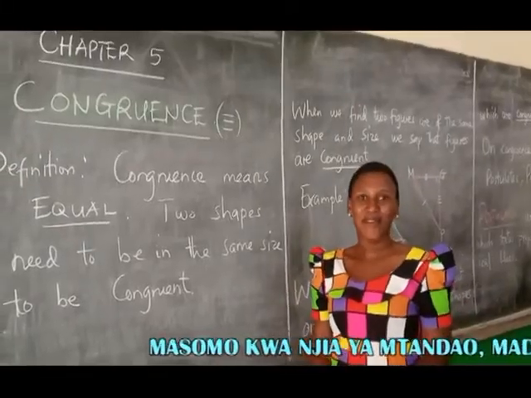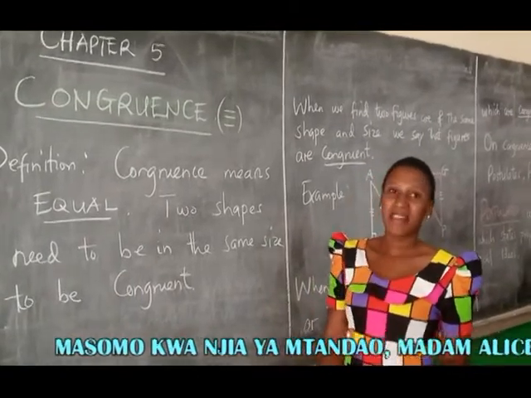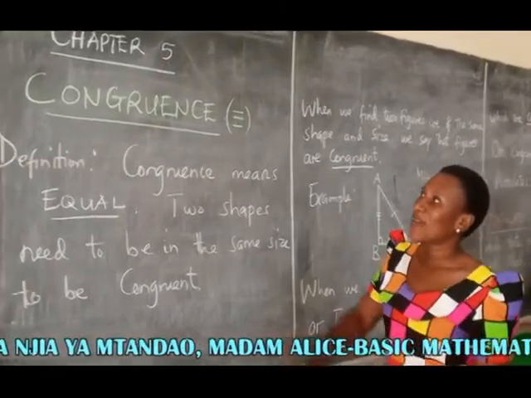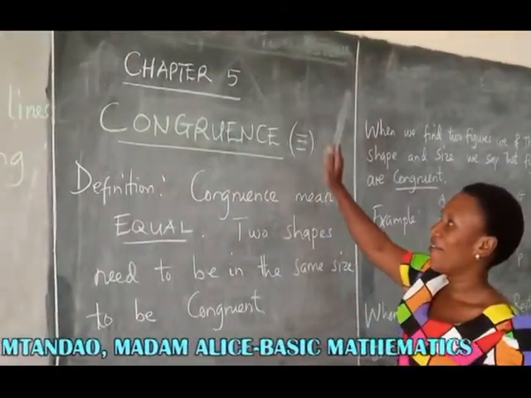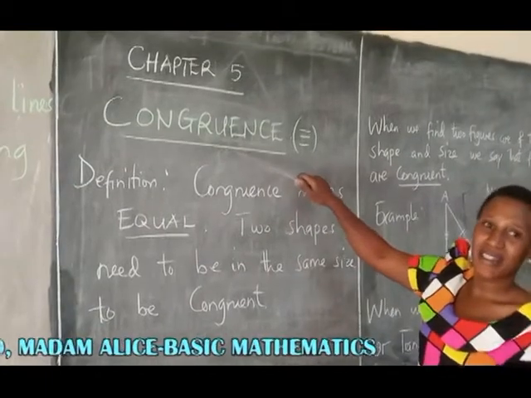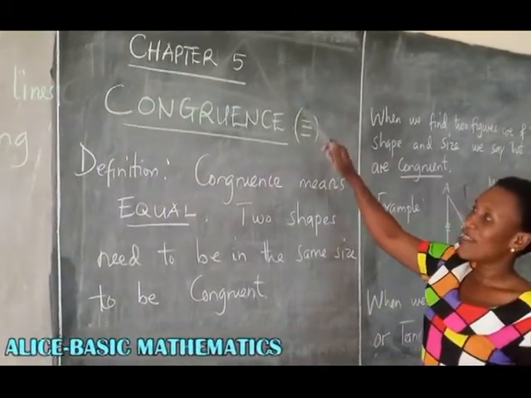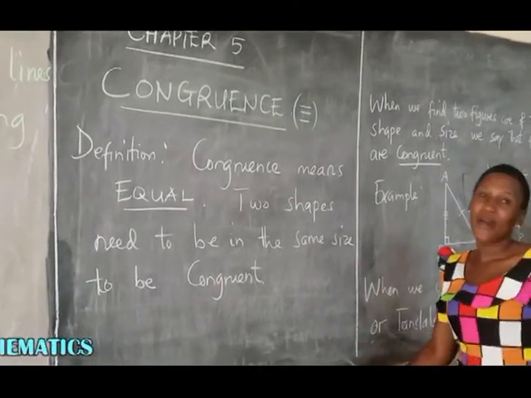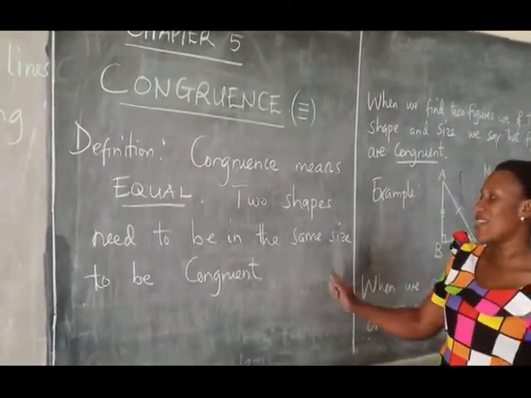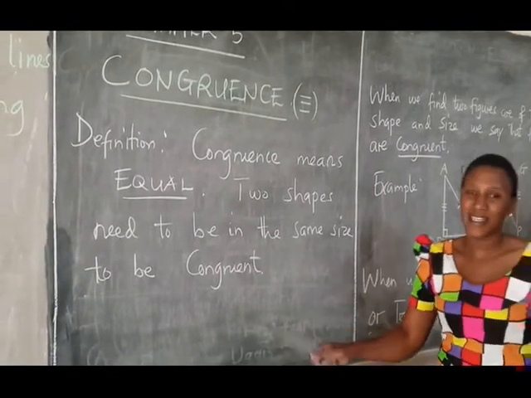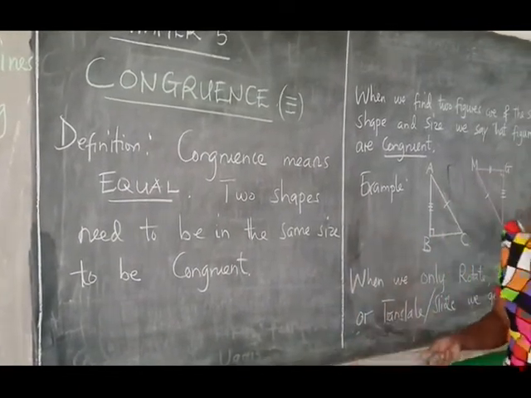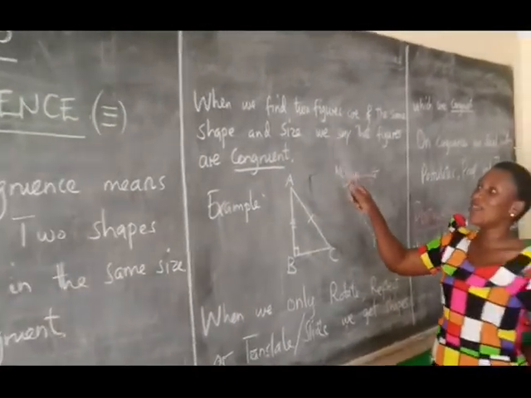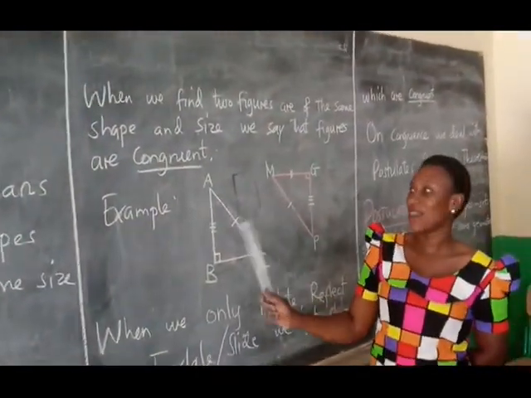My name is Filippo. I'm teaching basic mathematics Form 2 in PO Secondary. Today our chapter is chapter 5. We are going to talk about congruence. Congruence means equal. By definition, congruence means that two shapes are the same shape and the same size. They are called congruent. When we find two figures of the same shape and the same size, we say the two figures are congruent.